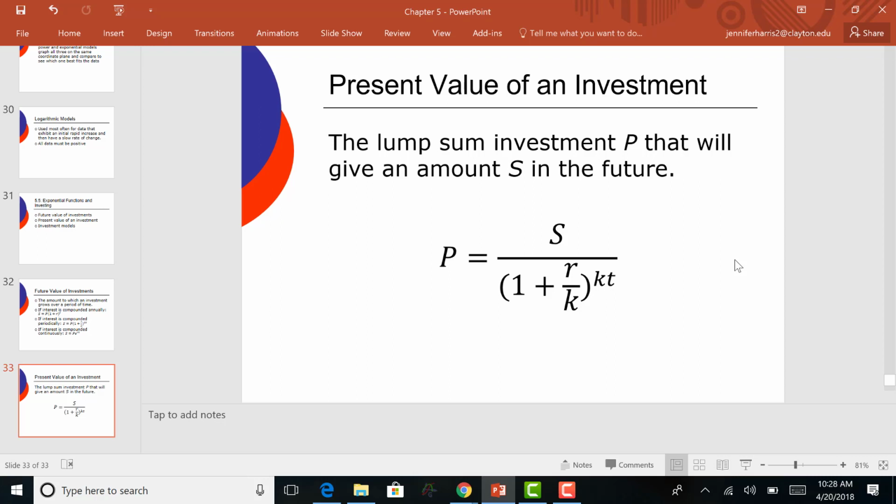Okay. That's the end of 5.5. So the only things that you needed from 5.5 were these formulas for determining your future value of the money or how much money you need to have right now. That's it?